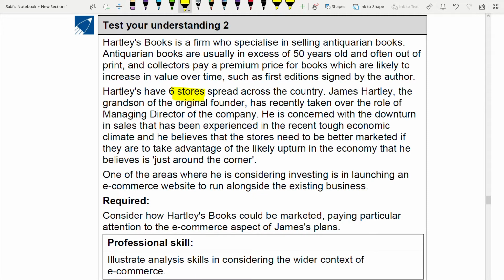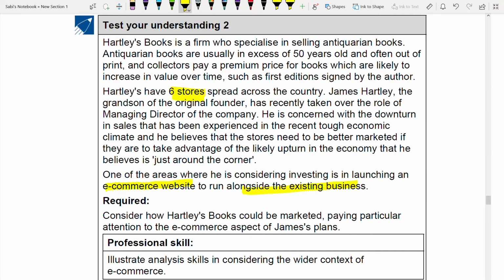If it takes an upturn, demand will again increase. So rather than just having the 6 stores and relying on the economic condition, they are now considering investing in an e-commerce website for their books. The e-commerce website will run along their existing business, the 6 stores, but alongside, they will also run the e-commerce website for their books. I hope that you understood the whole case study.